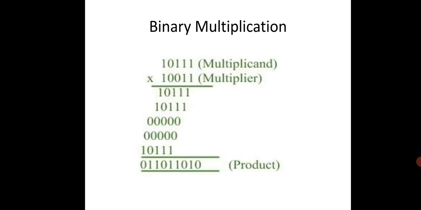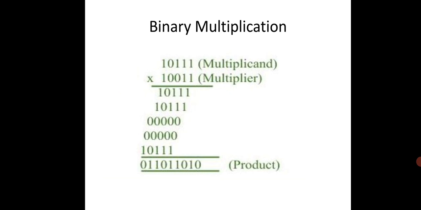Now we will see the binary multiplication. It is the simplest type in this chapter. Suppose the multiplicand is 1 0 1 1 1 and the multiplier is 1 0 0 1 1. So you will start from the multiplier, that is 1 into 1 is 1, 1 into 1 is 1, again 1 into 1 is 1, 1 into 0 is 0, 1 into 1 is 1.